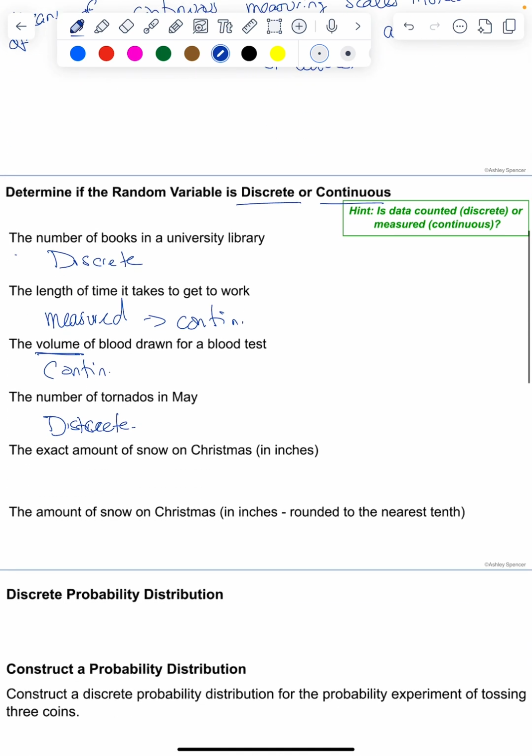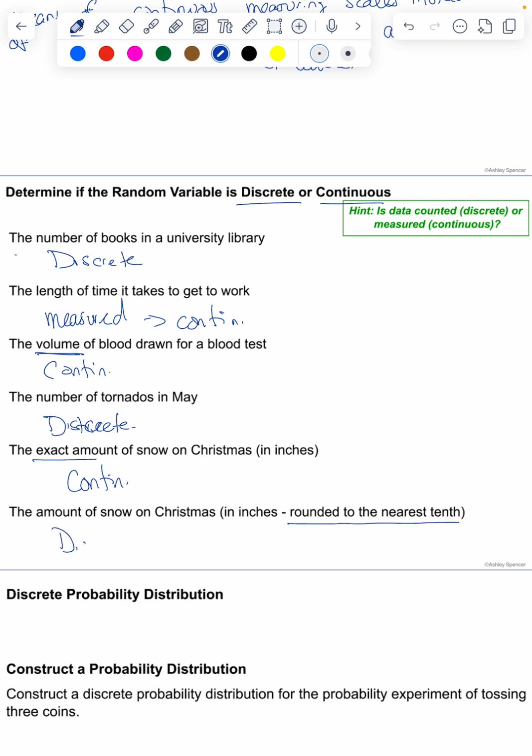Okay, so that value has a numerical value: the exact amount of snow on Christmas in inches. Well, you're not going to know that until you go outside and you measure it. So because we have to measure it, this is going to be continuous. The amount of snow on Christmas in inches, but rounded to the nearest tenth, right? So this is just asking for the amount of snow rounded to the nearest tenth.